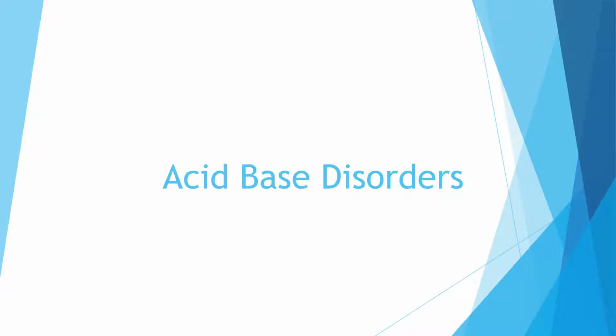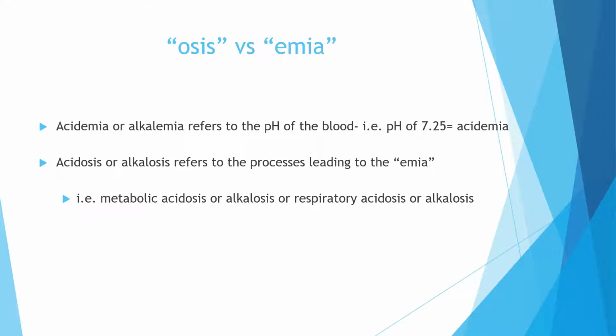The next topic is acid-base disorders. Just a quick housekeeping thing: there's a difference between acidemia and acidosis. Acidemia or alkalemia refers to the pH of the blood. For example, a pH of 7.25 is acidemia, and the process by which this occurs is the osis. So acidosis and alkalosis refer to the process leading to the emia, i.e. metabolic acidosis or alkalosis, or respiratory acidosis or alkalosis.